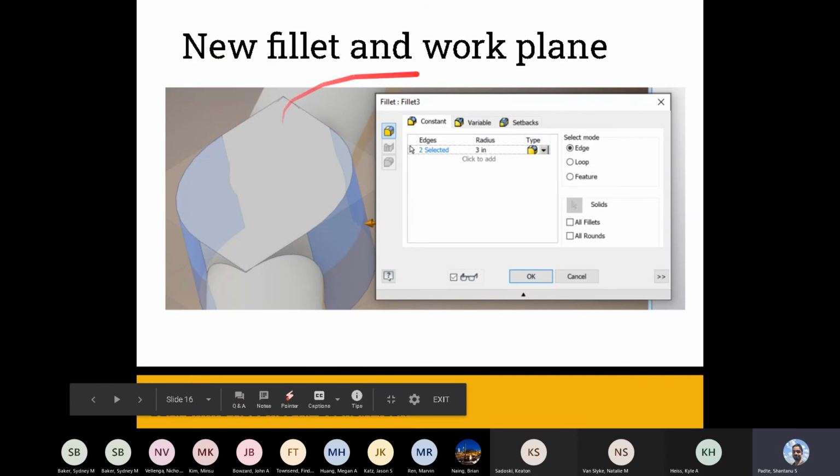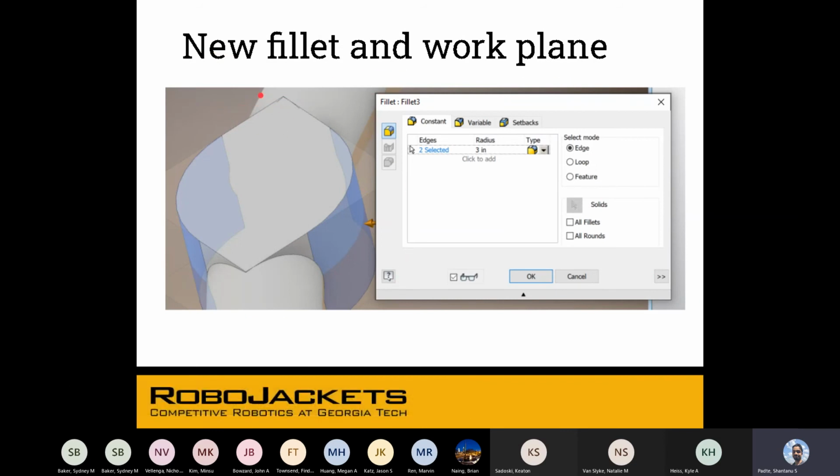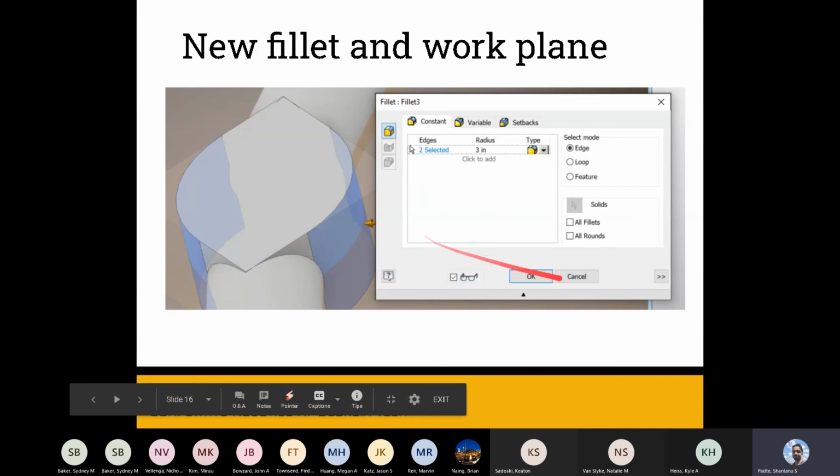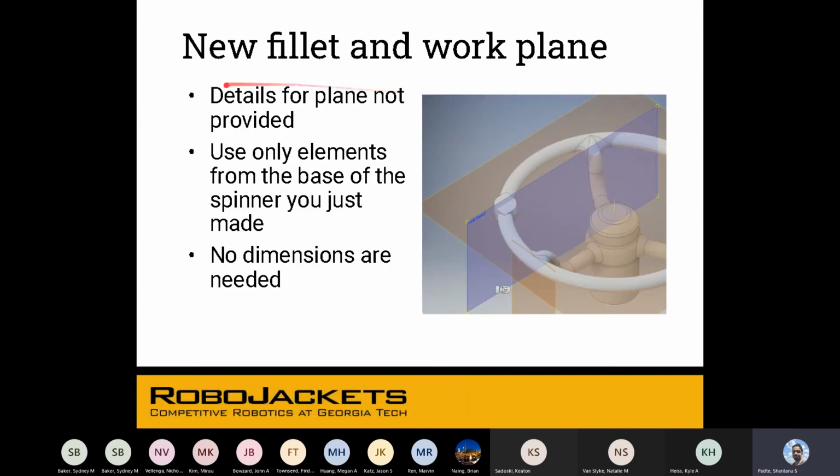And then more fillets and work plane. Oh, you're making a work plane on top of the extrusion. Details for plane not provided. Use only elements from the base of the spinner you just made. So just use the surface for making your spinner. You don't need dimensions.